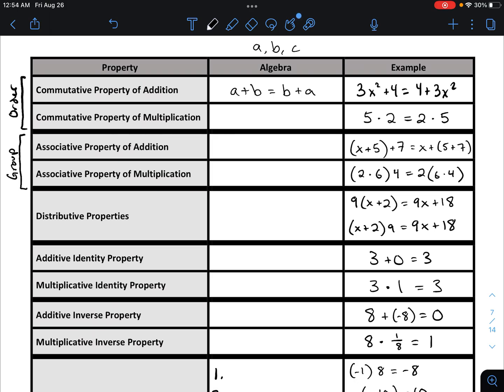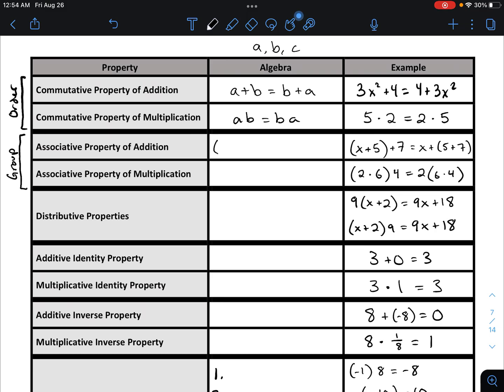All right, now the commutative property of multiplication has only multiplication. By the way, if you haven't paused the video, you have to try the rest of these algebra columns. Make sure you do that. So the commutative property is going to be A times B equals B times A. Again, you can multiply in any order. 5 times 2 is the same as 2 times 5, both equal to 10.